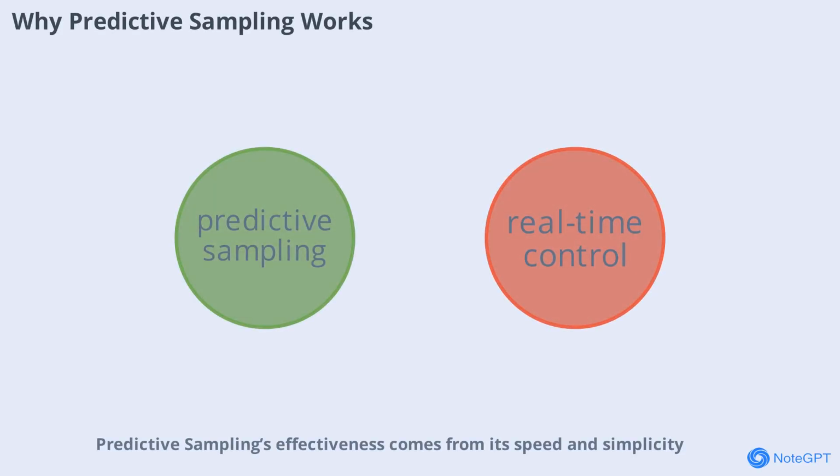Predictive sampling's effectiveness comes from its speed and simplicity. In real-time control, it's often more important to replan quickly than to fully converge on an outdated problem. The optimization landscape is constantly shifting, so staying in the basin of attraction of the minimum is more valuable than finding the exact minimum. This makes simple, fast algorithms like predictive sampling highly competitive in practice.